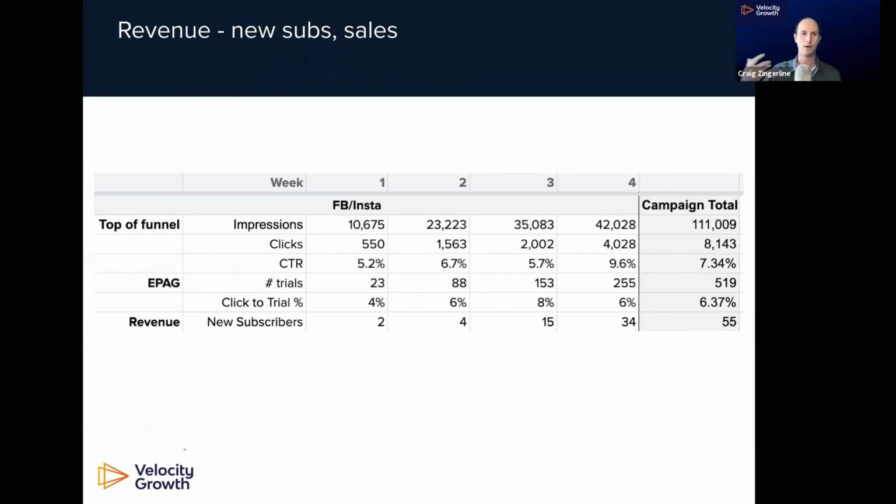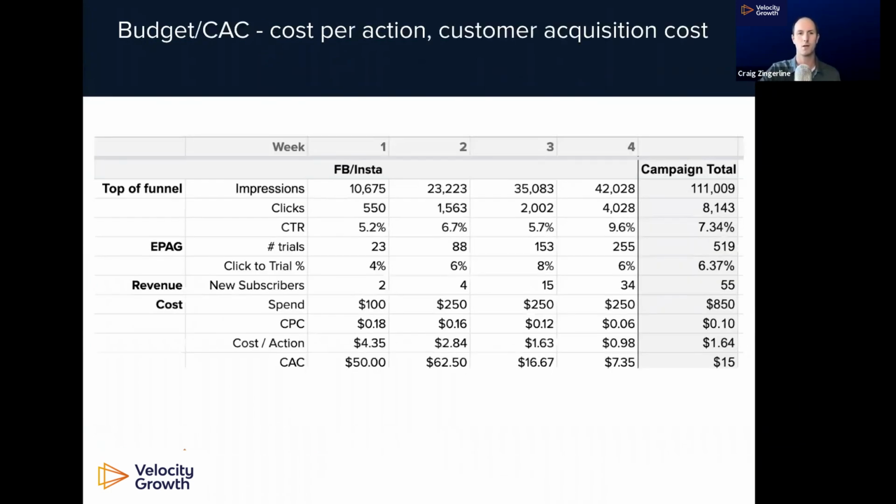When you layer in revenue now, this is, again, I'm showing the number of new subscribers who would come from those trials. And then I'm going to layer in the cost per action, the customer acquisition cost, and some of the budget side of things, because at the end of the day, we're either spending time or we're spending money in a channel. And this is kind of what we're going to look at in terms of metrics here.